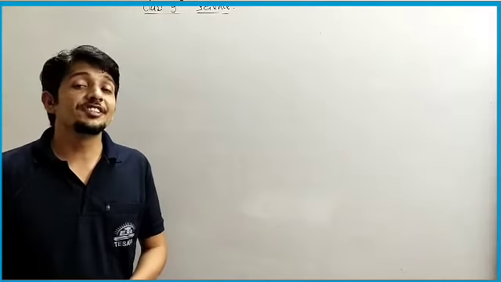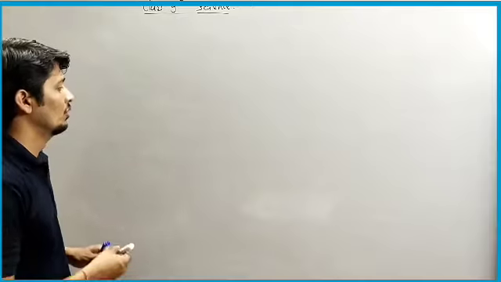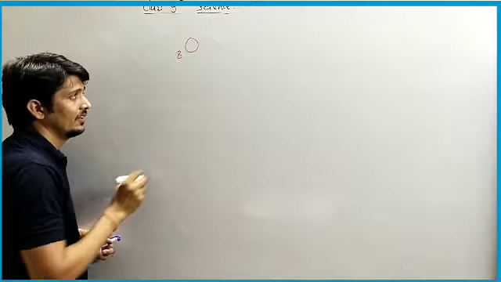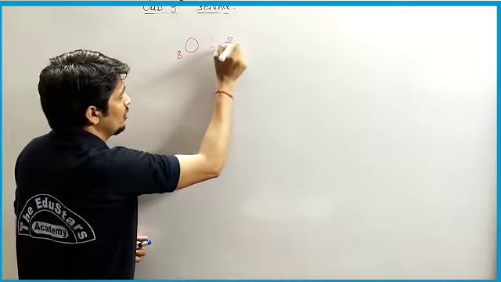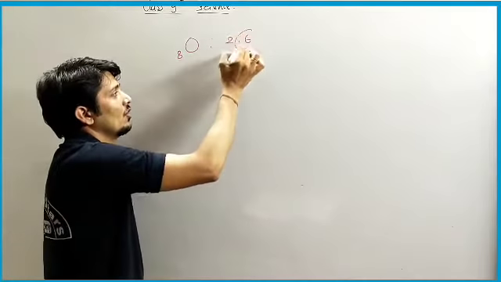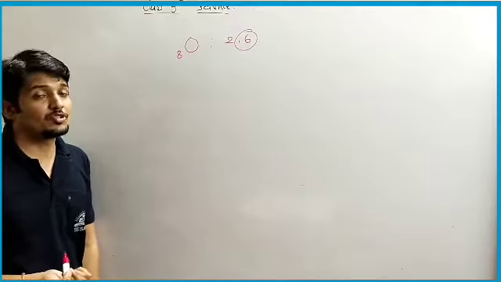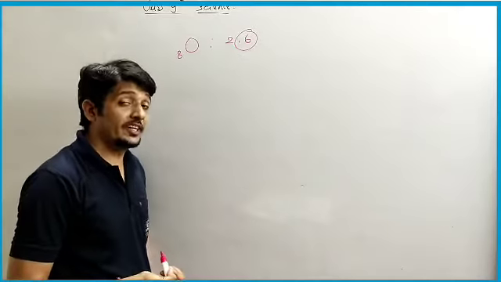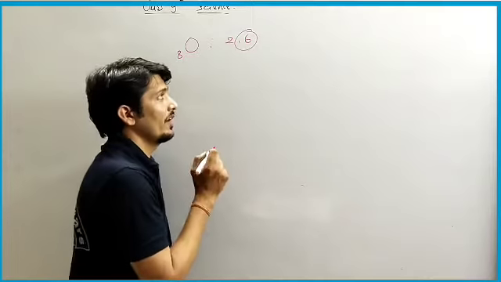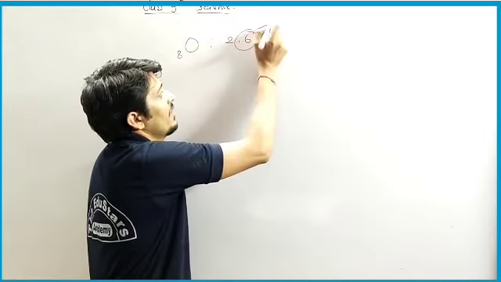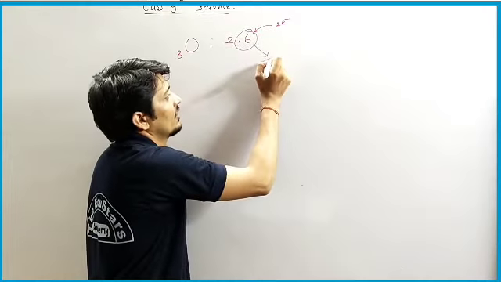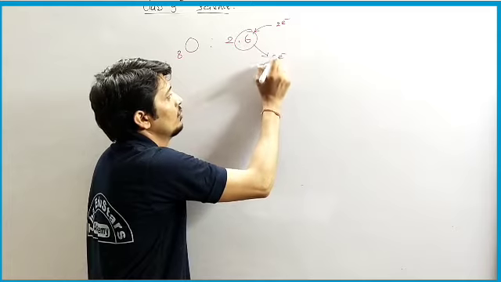So now we'll check the valency of oxygen atom. We know the oxygen atom's atomic number is 8. So its electronic configuration will be 2 and 6. See, here oxygen has 6 electrons in its outermost shell. But octet rule says element must have 8 electrons in their outermost shell. So for 8 electrons, oxygen may gain 2 electrons or may lose 6 electrons.